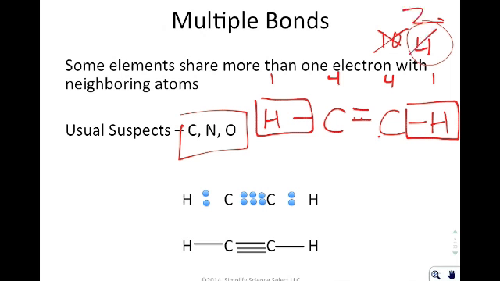When I have another shared pair, it gets me closer. This carbon now thinks it has 6, and this carbon thinks it has 6. By adding another bond to the double bond, now I have what's called a triple bond. That's the most number of bonds you're going to see. There's not going to be a quadruple bond or anything like that. So you can have 1, 2, or 3 shared pairs.